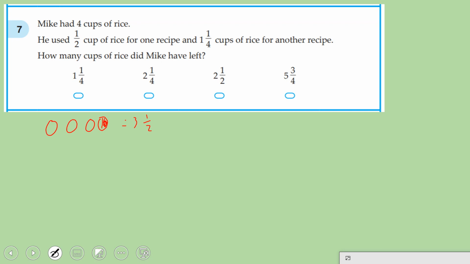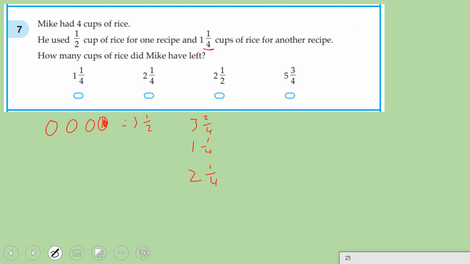Now, if I want to do it in a picture way, I've got to have it in quarters, because that's what it mentions up here. So instead of it being 3 1/2, it would be 3 2/4. And if I lose 1 1/4 from 3 2/4, 2/4 take 1/4 will be 1/4. 3 wholes take 1 whole is 2 wholes.